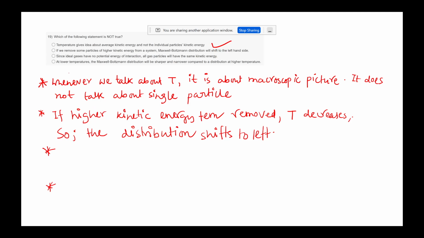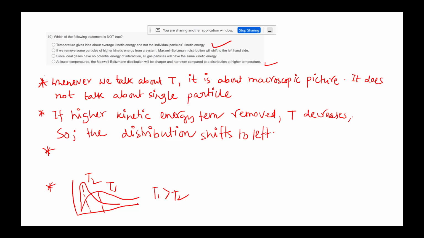This is the third option. At lower temperatures, the Maxwell-Boltzmann distribution will be sharper and narrower compared to the distribution at high temperature. That we have observed in the previous problems, that this is for one and this is another one, if it is T1, if it is T2, T1 greater than T2. So that is also true. Only one option is left.